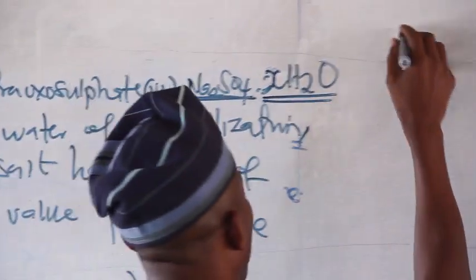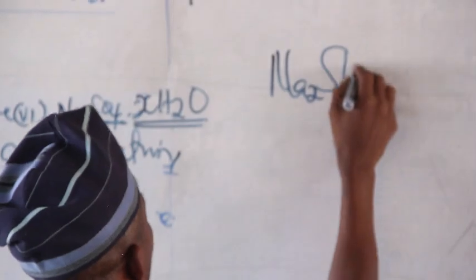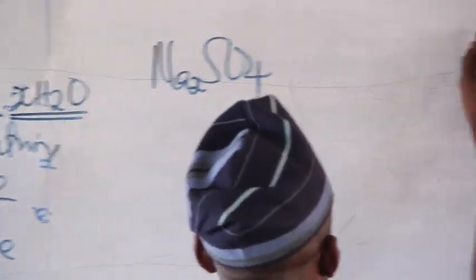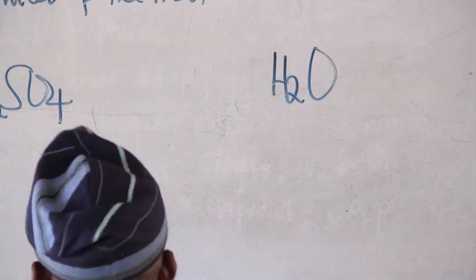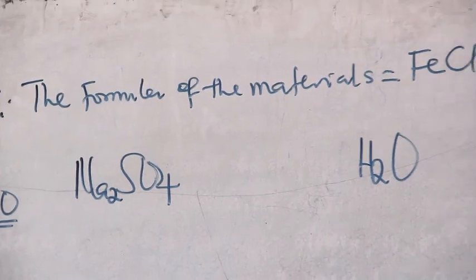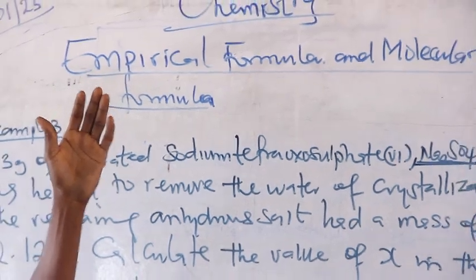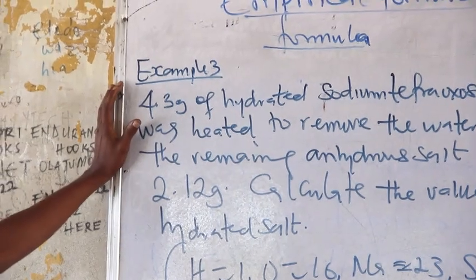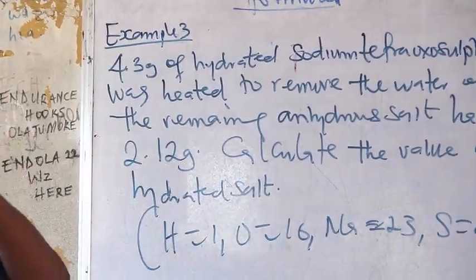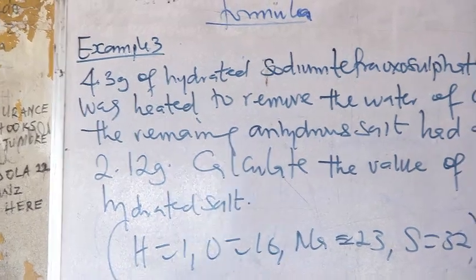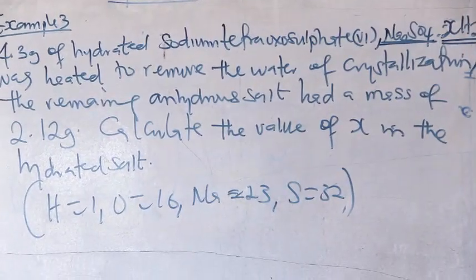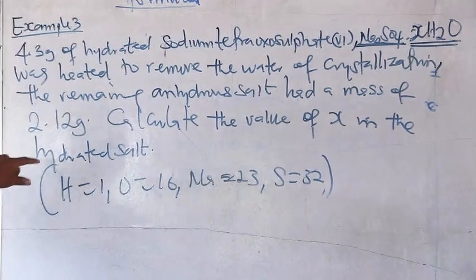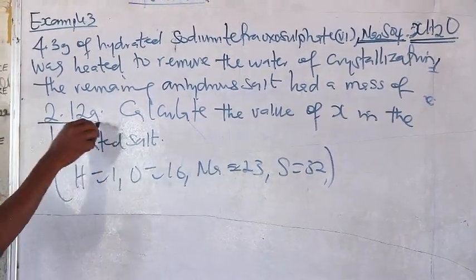So we have Na2SO4 as one part, then we have H2O as the second part. The mass of the hydrated salt is the combination of the masses of the anhydrous part and the water of crystallization, and that gave us 4.3 grams. When the mass is heated, you expect the water of crystallization to be lost. What is going to remain will be the mass of anhydrous salt, and this is what you are given.